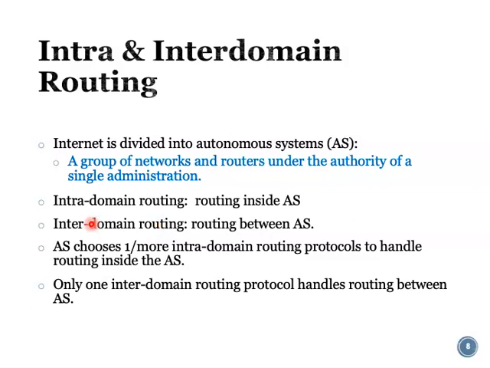The intra-domain routing protocol is used to determine routing performed within the autonomous system. However, inter-domain routing is used for routing between different autonomous systems. An autonomous system chooses one or more intra-domain routing protocols to handle routing inside the autonomous system. However, there is only one inter-domain routing protocol that handles routing between autonomous systems.